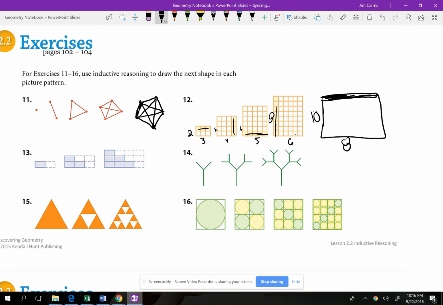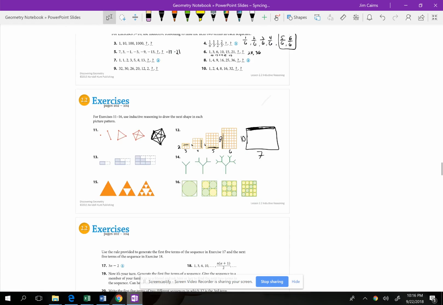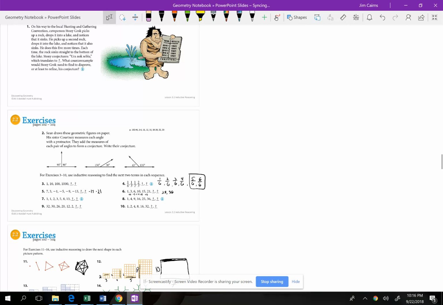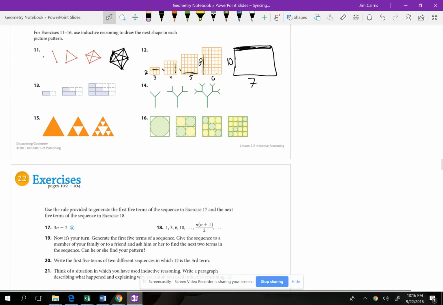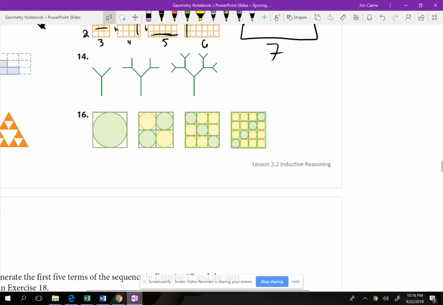Or, no, wait. That's going up by 1. That'd be 7. There we go. 2, 4, 6, 8, 10, and 7 with the shaded on top. Good. Wow. 16. Oh, this is fun.